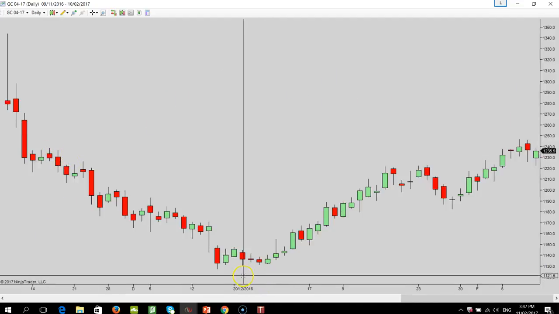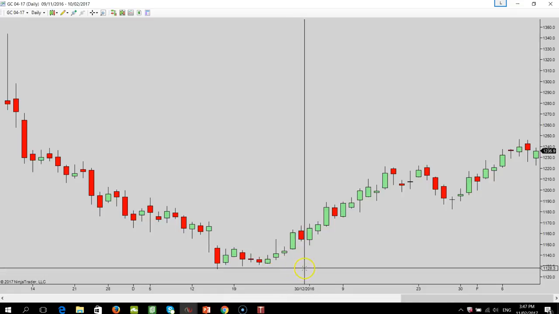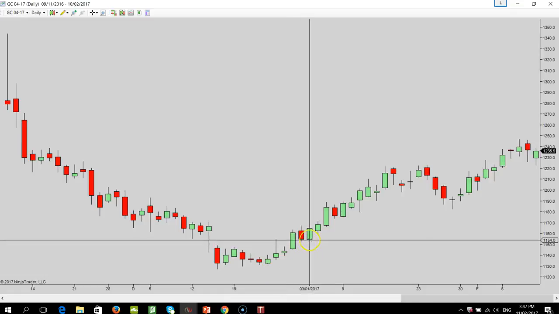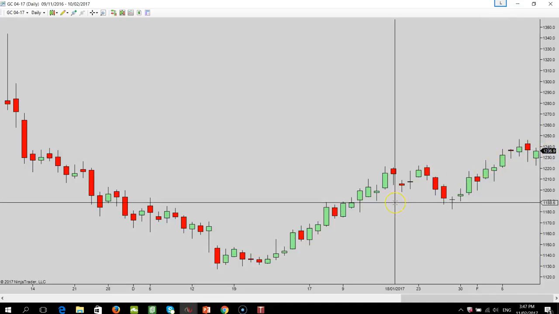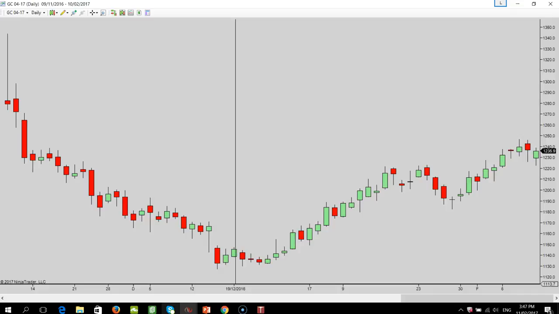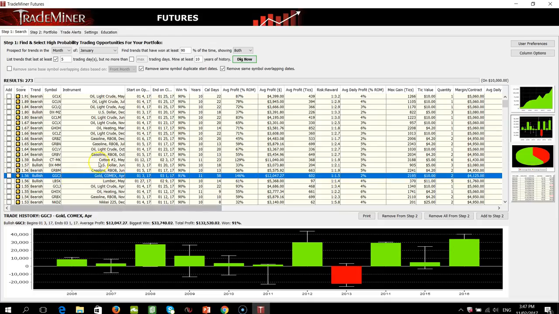Buy it on the 3rd of January. Where's Jan? Here's 2007. So there's January 3rd, first trading day of the year. Where are we trading? Around 1154. Where are we now? 1235. So 1154 up to 1235 in the gold. And that trade's still ongoing.